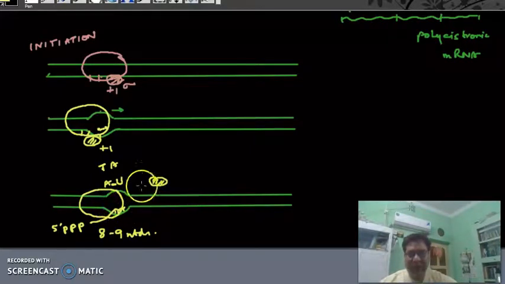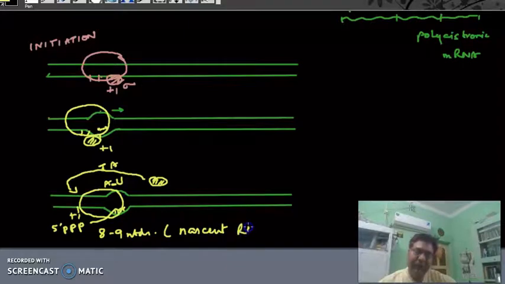It lifts off the RNA polymerase, and then it is recycled. The next round of transcription will again start here at the +1 site, and this sigma subunit will again bind with the core enzyme to recognize the promoter sequence. So the elongation process goes on as soon as this RNA is 8 to 9 nucleotides long. This is called the nascent RNA.